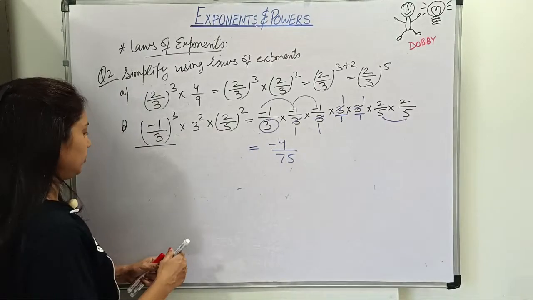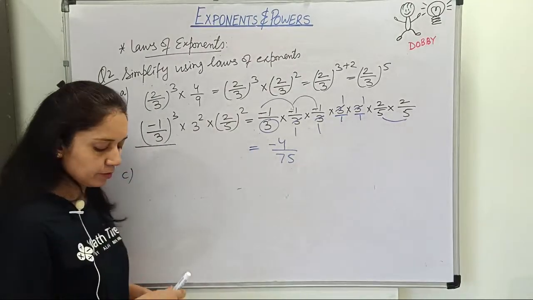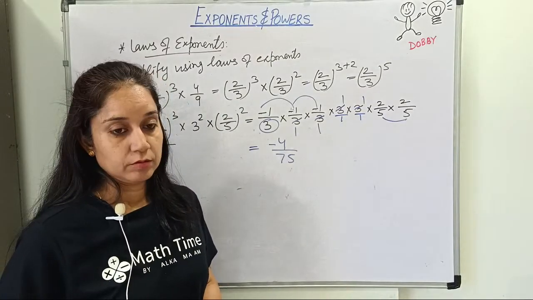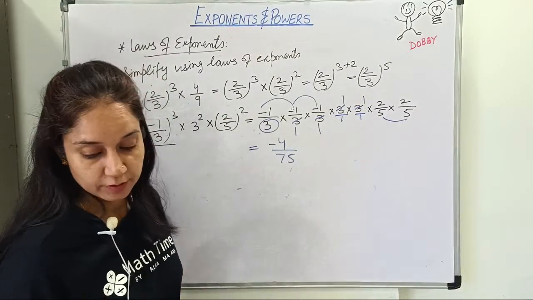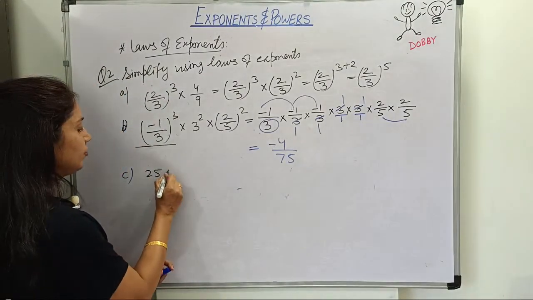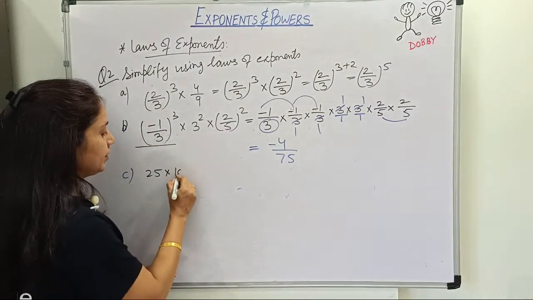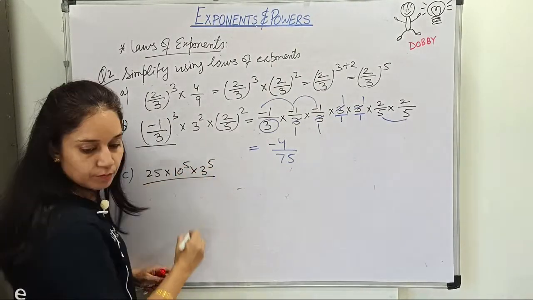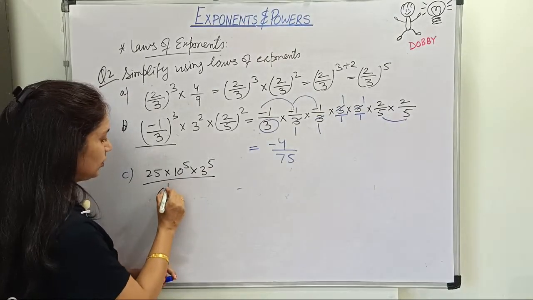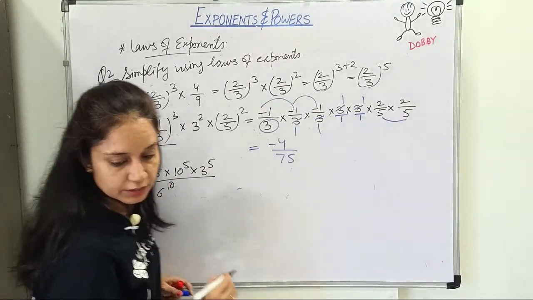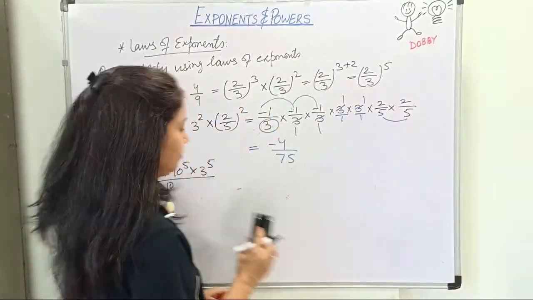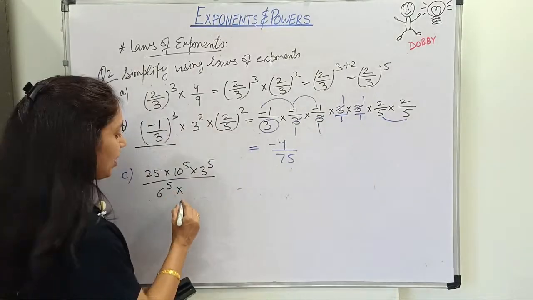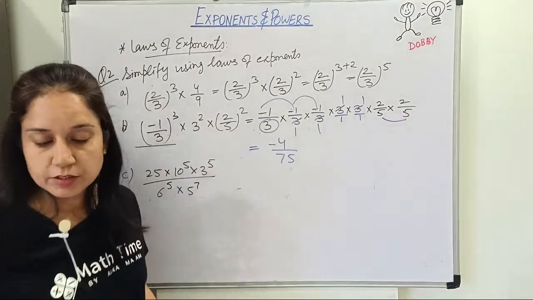Try the next question. C part I am writing. (25) multiplied by 10 raised to the power 5 multiplied by 3 raised to the power 5 upon 6 raised to the power 5, multiplied by 5 raised to the power 7. This is your question.